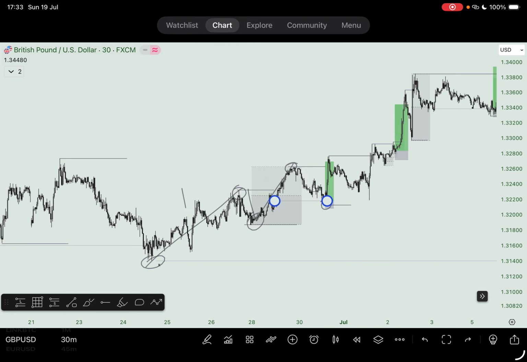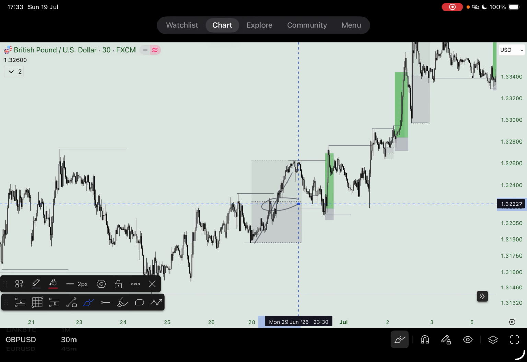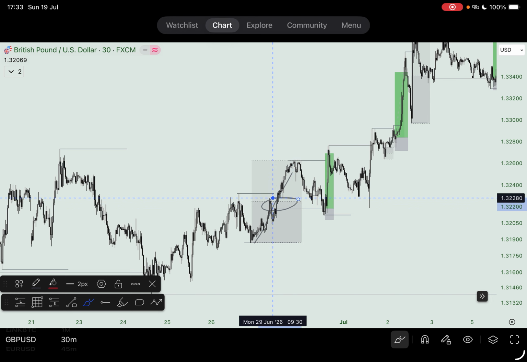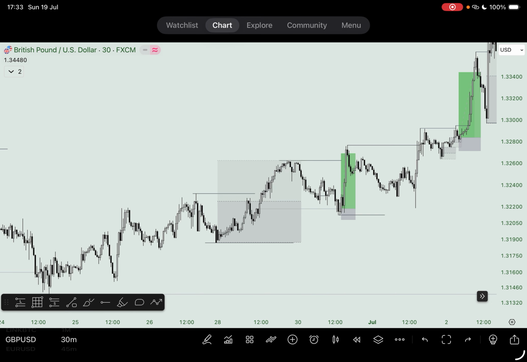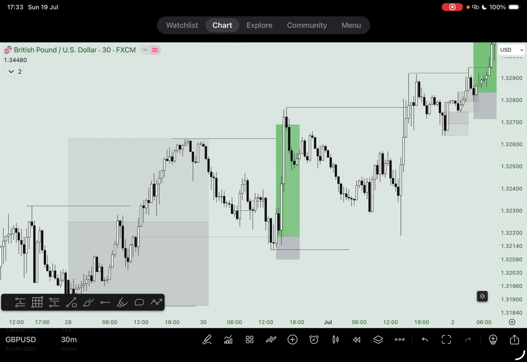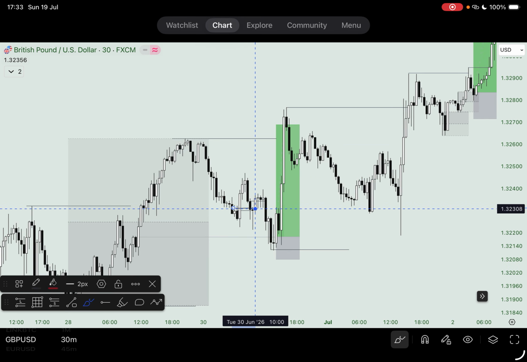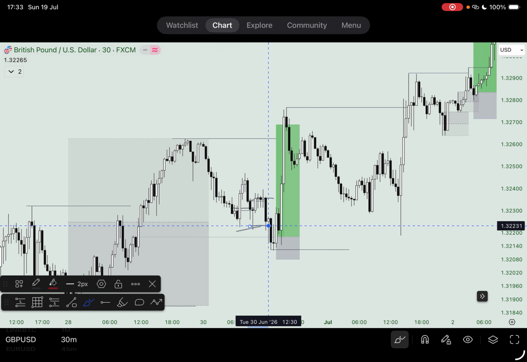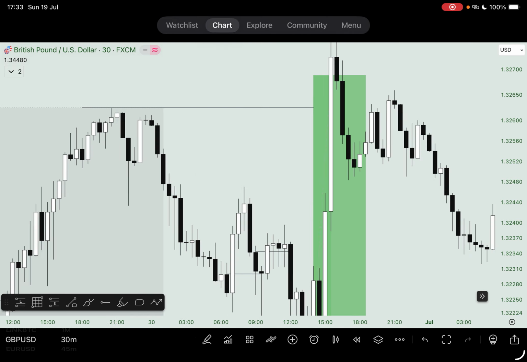Now I have two entry models. The first one is if the 4-hour time frame gives us an FVG at the 50%, the point of equilibrium. If price gives us a 50% at the point of equilibrium, all we want to look for is a shift in order flow. We just want to see price give us two engulfing candles and then we take our trade. In this scenario, the market actually did give us two engulfing candles right here, if you look at it.